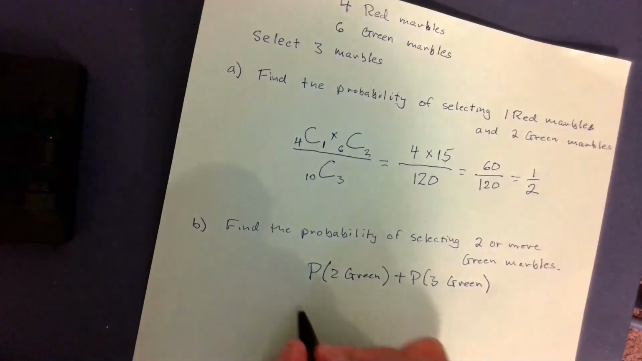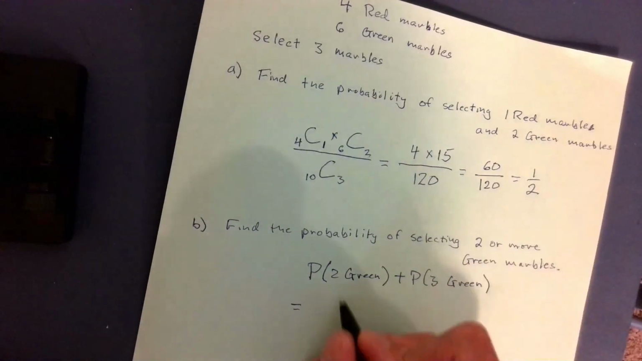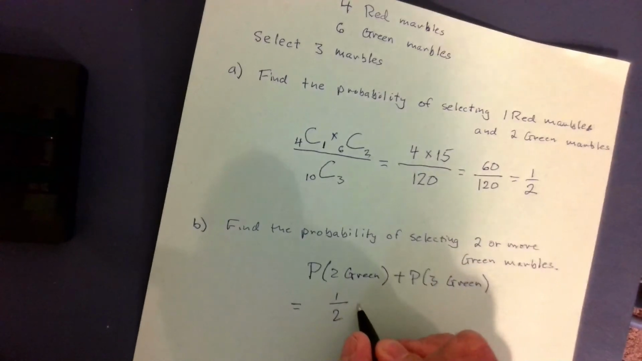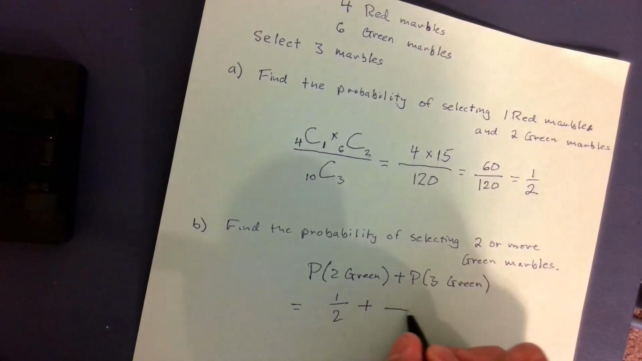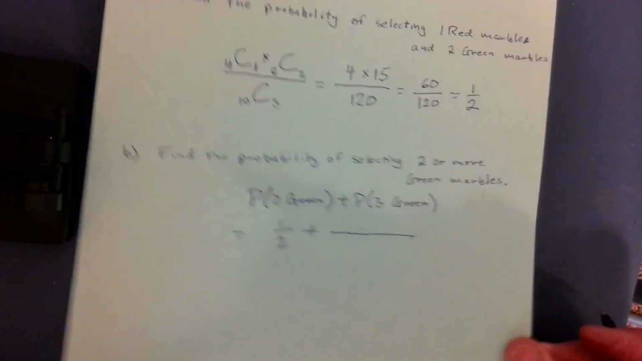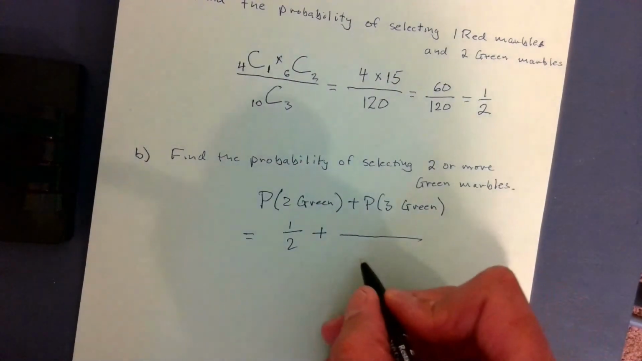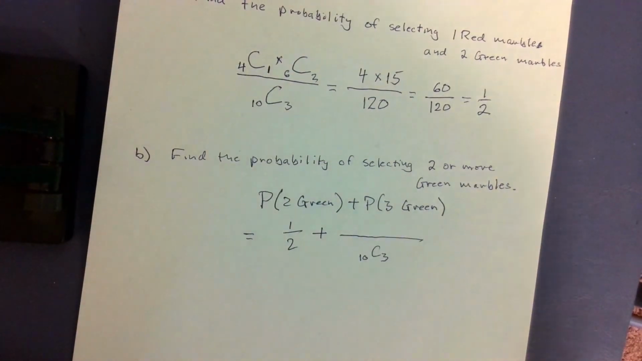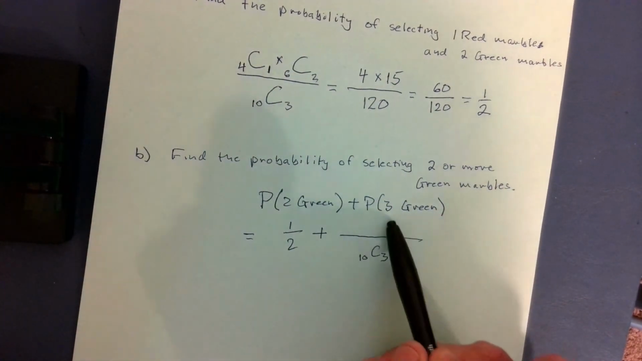Okay, so the probability of selecting 2 green, we already calculated that from part A, that's 1/2. So now let's calculate the probability that we select 3 green out of 3 selections. So the denominator, for these problems, will remain 10C3. But now we need to figure out how many ways can we select 3 green from the 6 green.